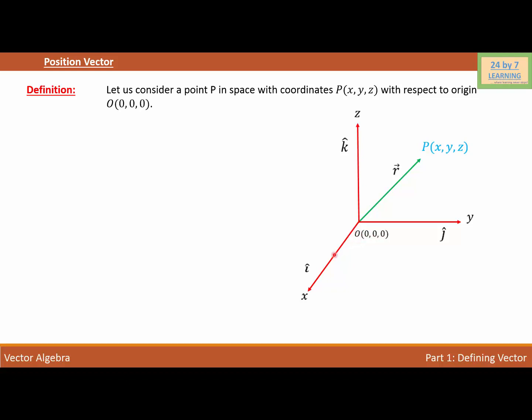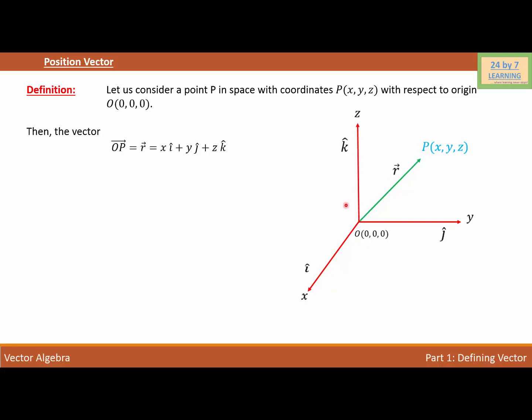The vector along the x-axis is vector i, the vector along the y-axis is vector j, and the vector along the z-axis is vector k. What I'm doing is considering a point P with coordinates x, y, z. If I connect the point P with point O, then this will be my vector r. So how do I write the vector?